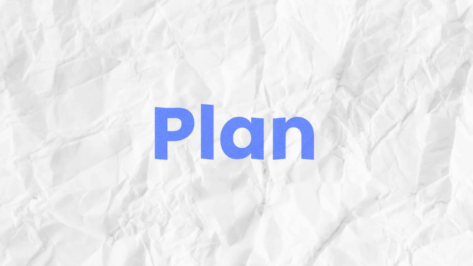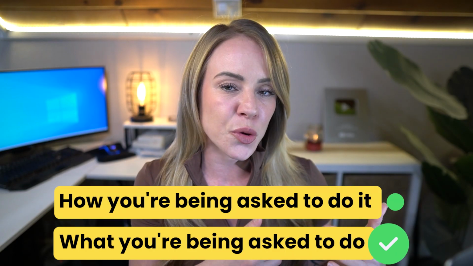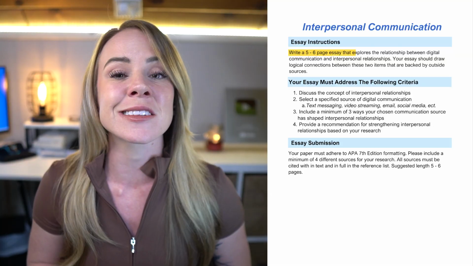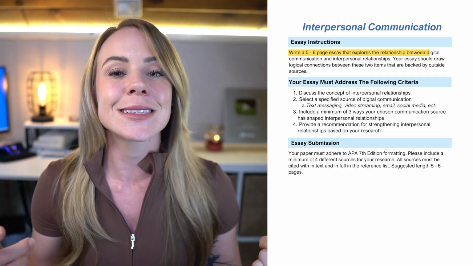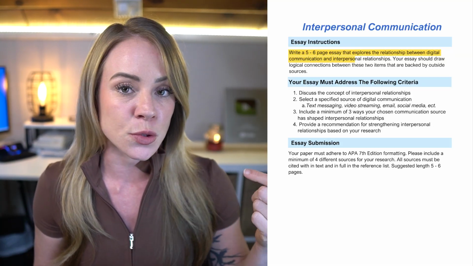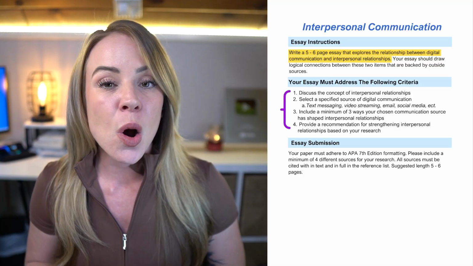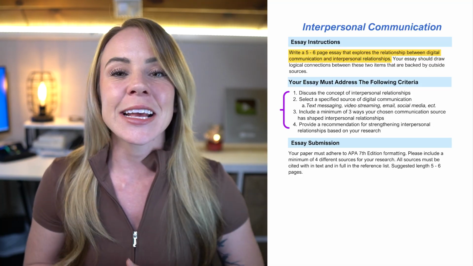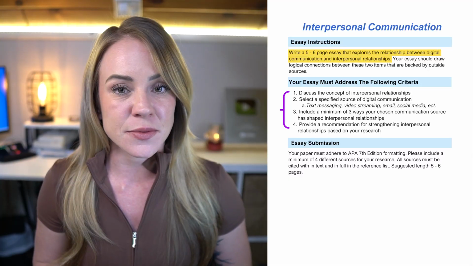During step 1, the planning phase, the first thing you want to do is get crystal clear on what you're being asked to do and how you're being asked to do it. In our example, what we're being asked to do is write a 6-page essay that explores the relationship between digital communication and interpersonal relationships. How we're being asked to do that is by fulfilling this list of objectives.